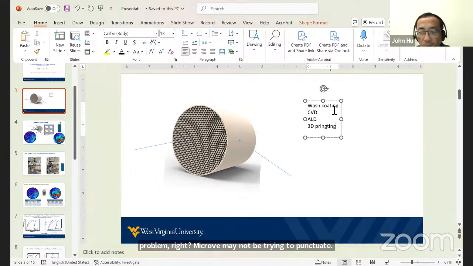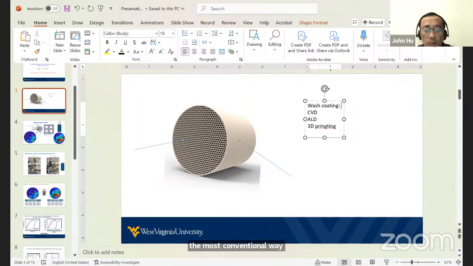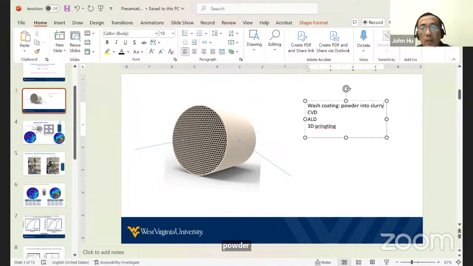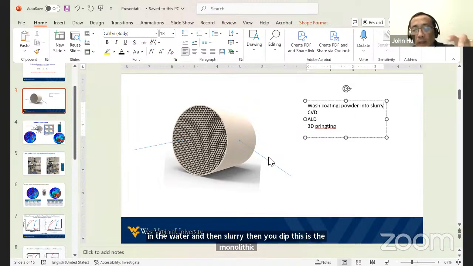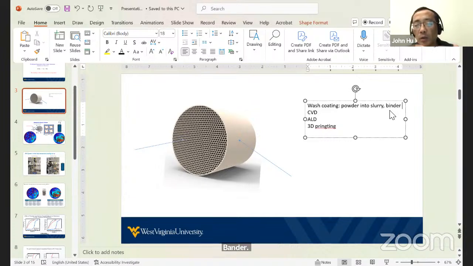The most conventional way is wash coating. So what is wash coating? Wash coating means you turn powder into slurry. Essentially you put a powder catalyst in water to make a slurry. Then you dip the monolithic into the slurry, take it out, dry, and then calcine. Then they're bonded. But you need something called a binder. A binder is more like a glue.